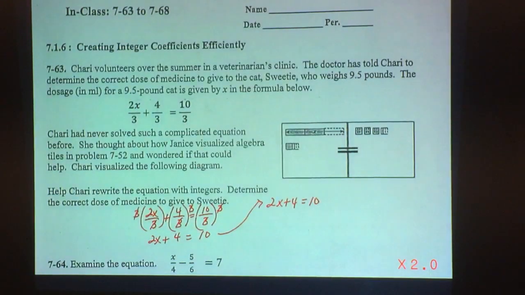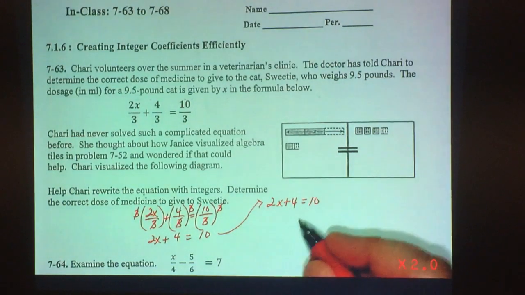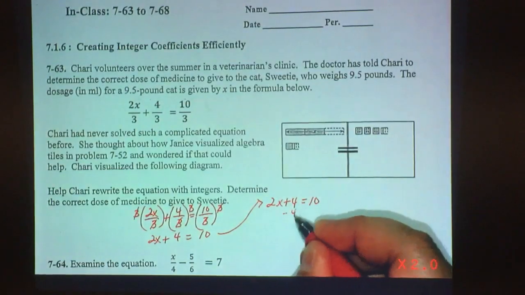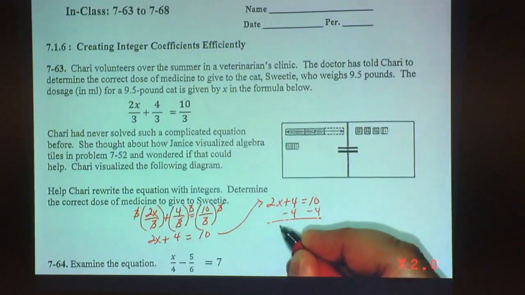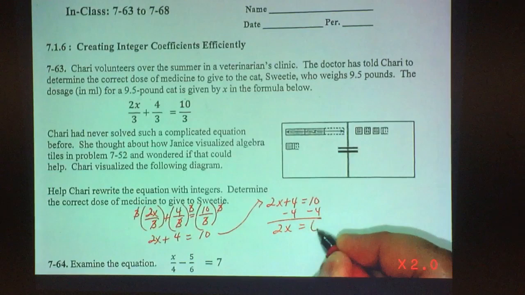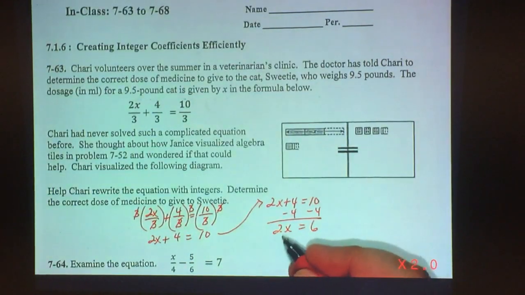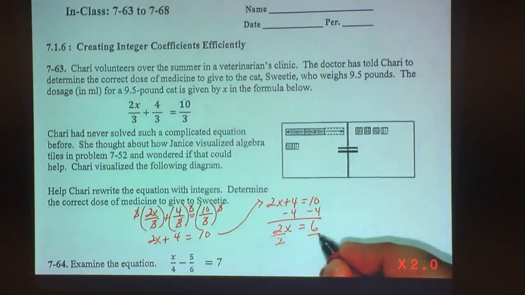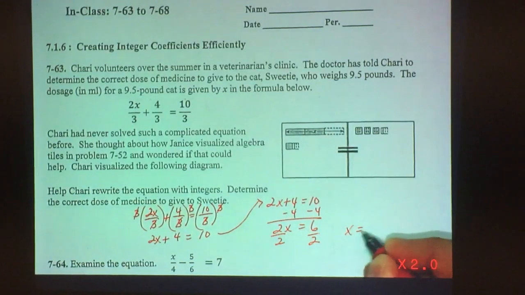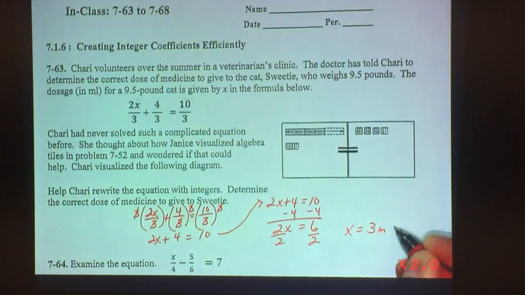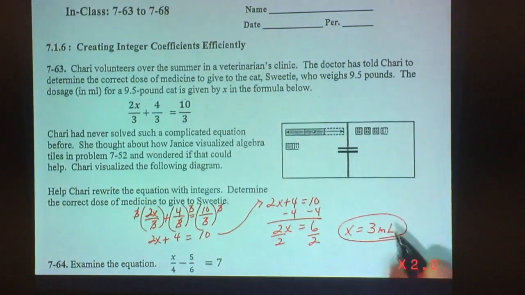Alright, what should we do first? We have to do the opposite of adding 4, which is minus 4. And now we have to do the opposite of multiplying by 2, which is divide by 2. So X equals 3, and the medicine for the cat will be 3 milliliters.